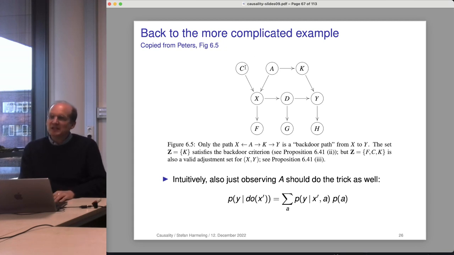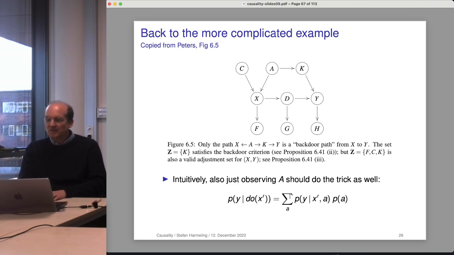Intuitively, we could omit the C, so the A should be a valid adjustment set too, because the key here is that we have some connection from X to Y which is not going along the arrows, right? This one is going along the arrows. That is the causal effect we are interested in, and we are not interested in correlations from X to Y which originate from some common confounder up here. And now the adjustment is doing exactly that. It's just taking the random distribution of the A, not being influenced by the X, and then calculating the effect of Y. So Y given X prime and A, basically.